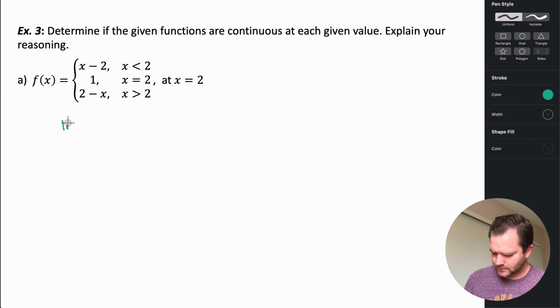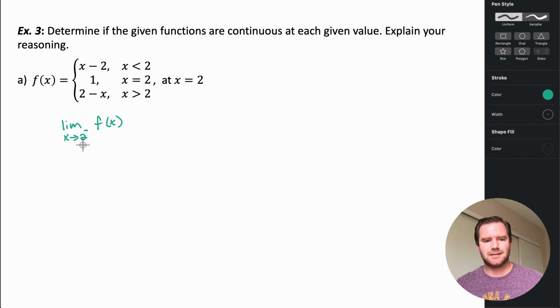What is the limit as x approaches 2 from the left of f of x? If I'm looking at numbers that are less than 2, which piece of this piecewise function am I using? I would be using this part of the definition here, because values of x less than 2, that's what this means. And this chunk is a line, so it can be evaluated using direct substitution. So I'm going to plug in 2 for x. 2 minus 2 is 0. So the limit from the left is 0.